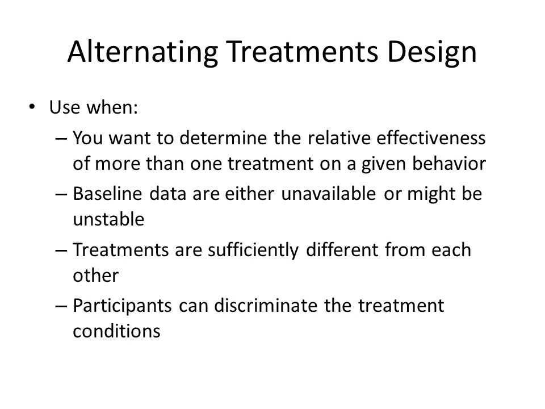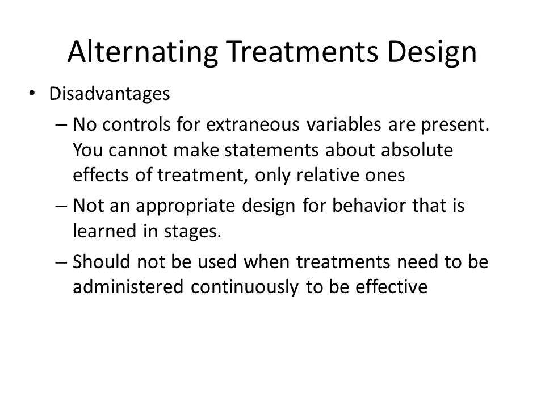Otherwise, if the participant can't distinguish one treatment from another, it just throws the validity of your whole study off. There are some disadvantages, or times when you wouldn't want to use this type of study. For example, there really aren't a lot of controls for extraneous variables, so you can't really make statements about the absolute effects of treatment, but only the relative ones. So you kind of have to express the results of your study cautiously.